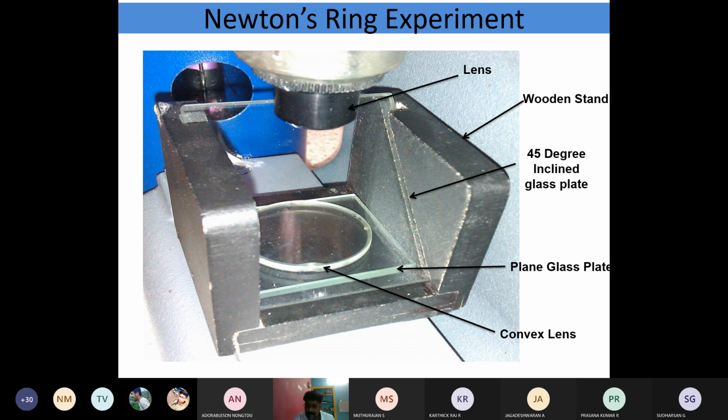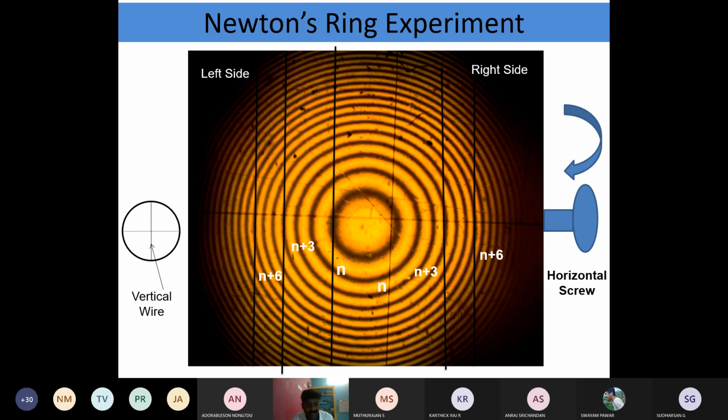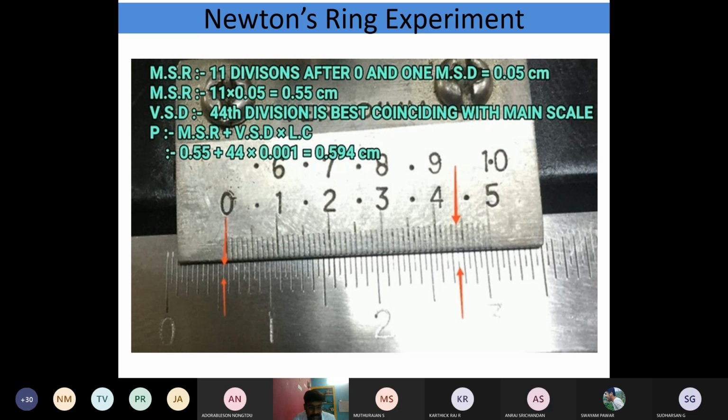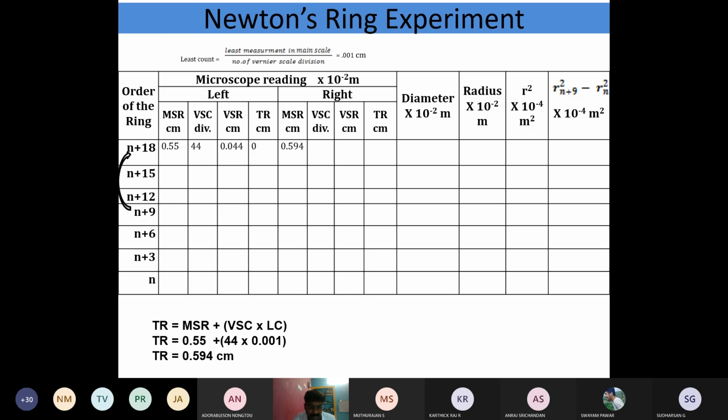Sir, in that table, the TR is the total reading. But sir, you wrote TR as 0 and MSR as 0.5. No, actually, I made a mistake. I placed that reading on the second side. I wrote that value here in the MSR, but it should be here in the total side. So by mistake, I made this.